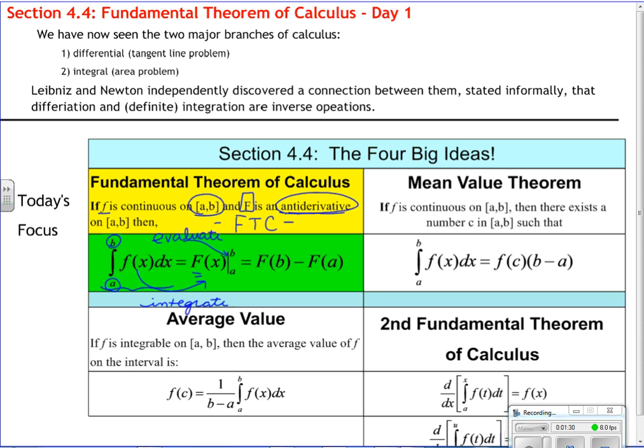That calculation looks like this. I take my antiderivative and evaluate it at x equals b, and I also evaluate it when x equals a. And I find the difference between those values. So instead of having to find the area under some curve using rectangles, we now have a method of doing the calculation and not having to draw the picture and use rectangles.